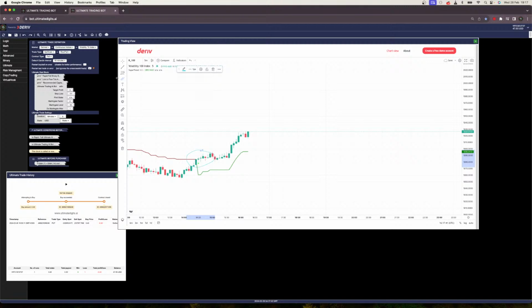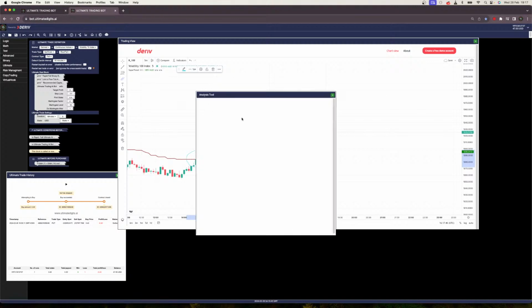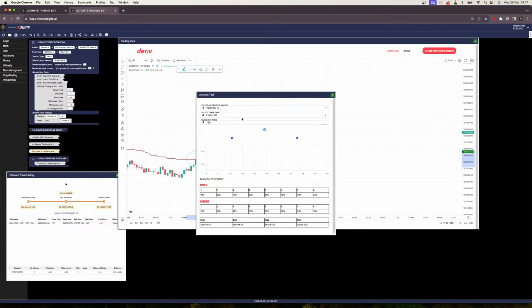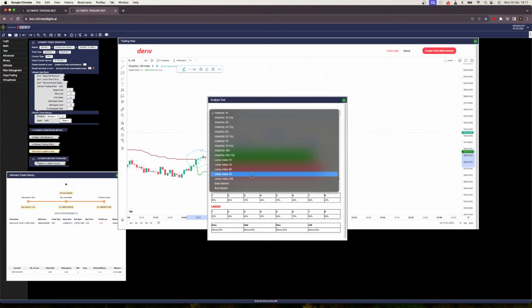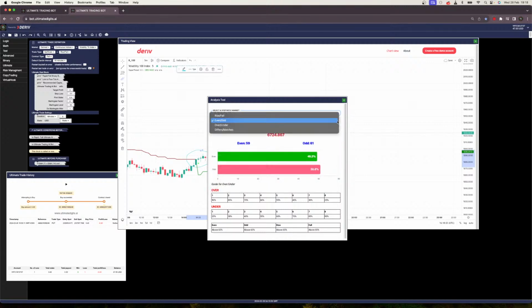You can go here to the dashboard and click on show analysis tool, and then it will show all the synthetic index markets, the major ones, and also the major trade types, that is rise and fall, even and odd, over and under, differs and matches. So the tick analyzer tool will give statistics on the market that you choose.